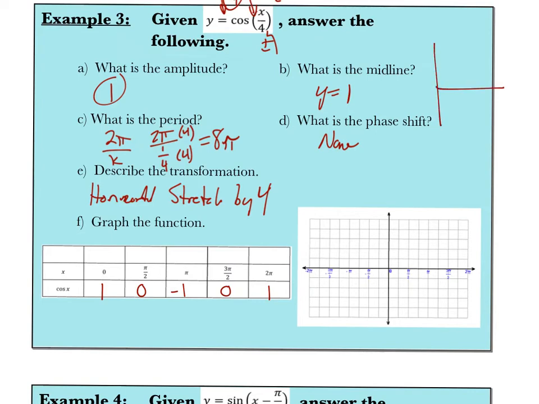So cosine looks like this over the span of 2 pi, except now I'm taking it over the span of 8 pi. Okay, so what does that mean? That means this is 2 pi, 4 pi, 6 pi, 8 pi. That's how long it's going to take to go. So cosine of x over 4, that's going to be 0 over 4, which is just 0. This is going to be pi over 2 over 4, which is just going to be 2 pi. Pi over 4 is just going to be 4 pi, 6 pi, 8 pi.